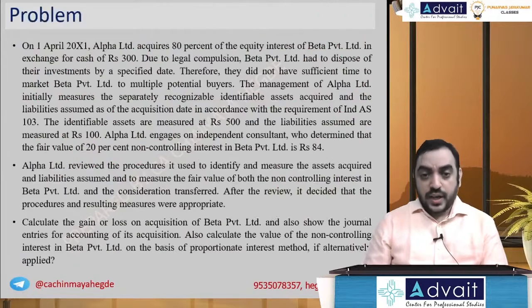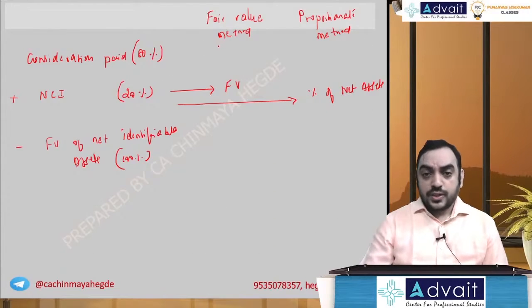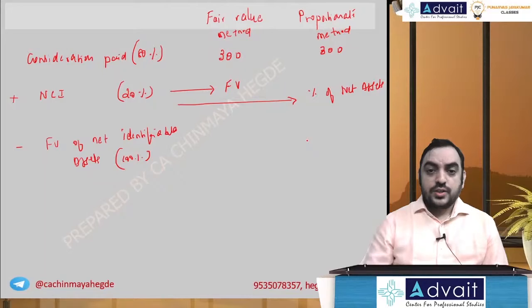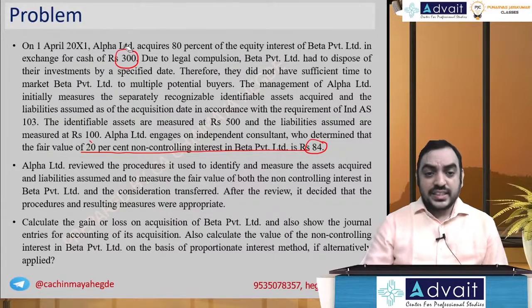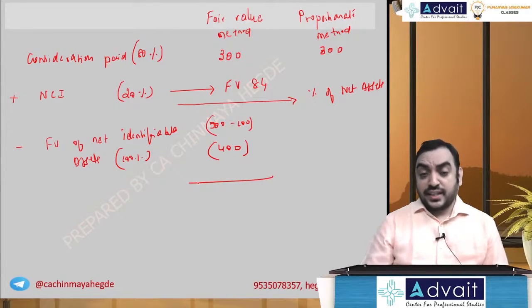So in this case, what are the values? You have paid in exchange for cash 300. So you have paid rupees 300 under both the methods. The fair value of the 20% non-controlling interest is 84. And net identifiable assets: assets they said 500, liabilities they said 100. So net assets, 500 minus 100, that is 400. So how much do you get? 300 plus 84 minus 400. I think you get minus 60.